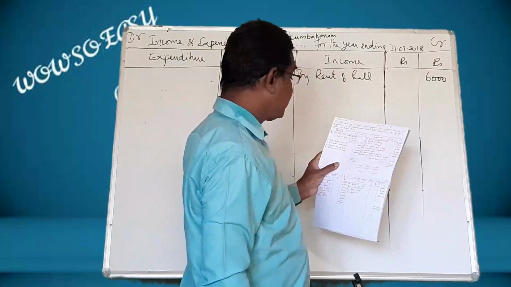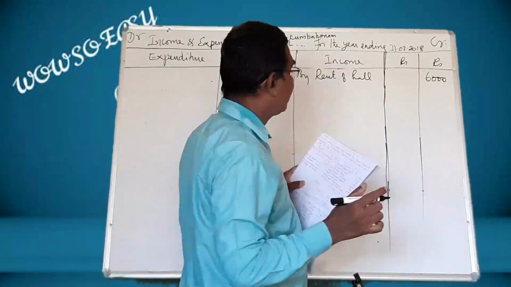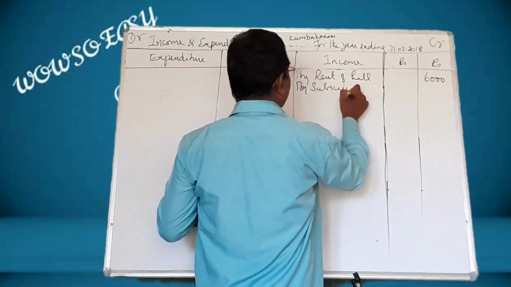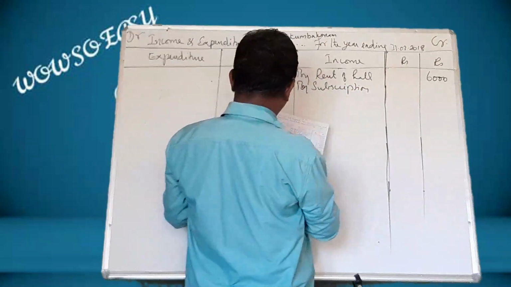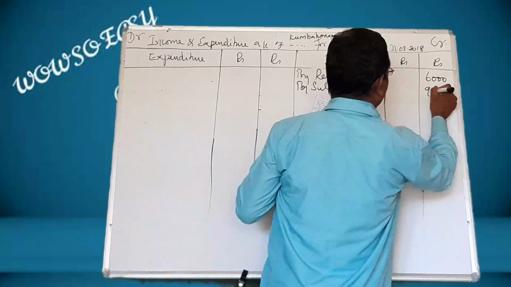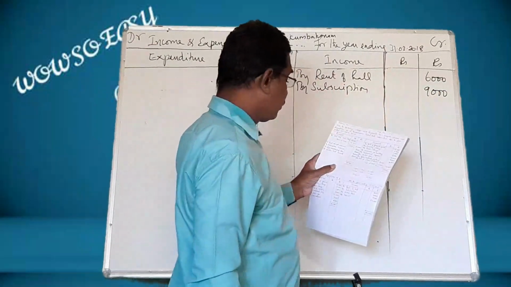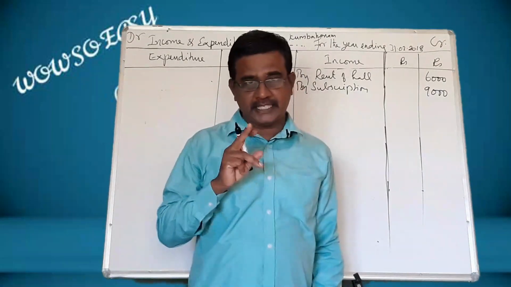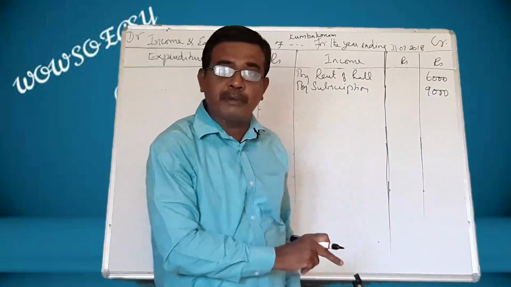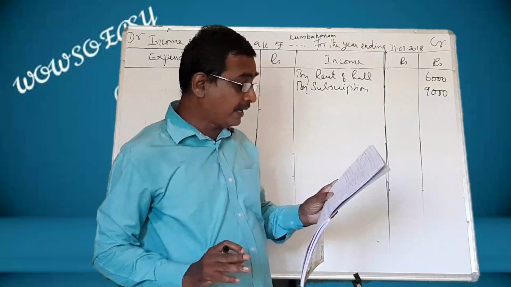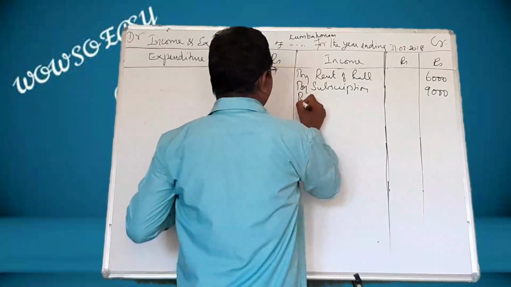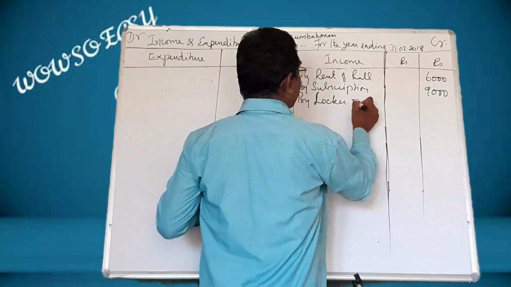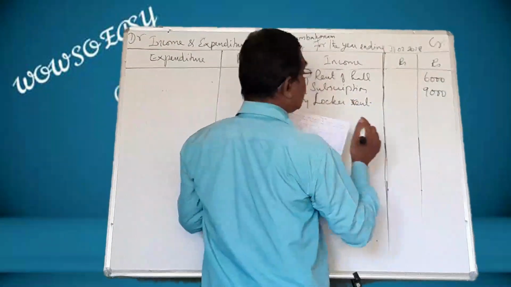Next one, subscription received. It is a revenue item, so by subscription. What is that amount? 9,000. And next one, life membership fees. Remember, life membership is a capital item, so it will not be brought here. Next one, locker rent received. A revenue item, by locker rent. What is that amount? 2,000.